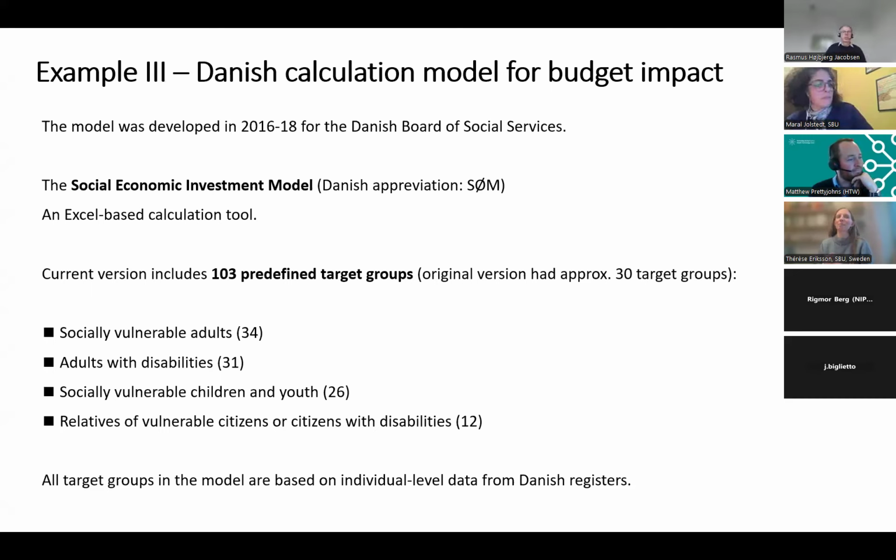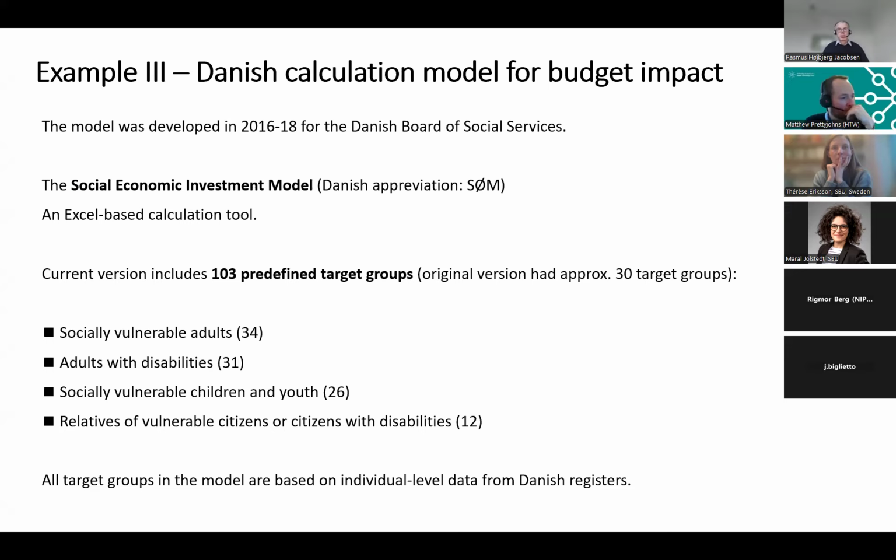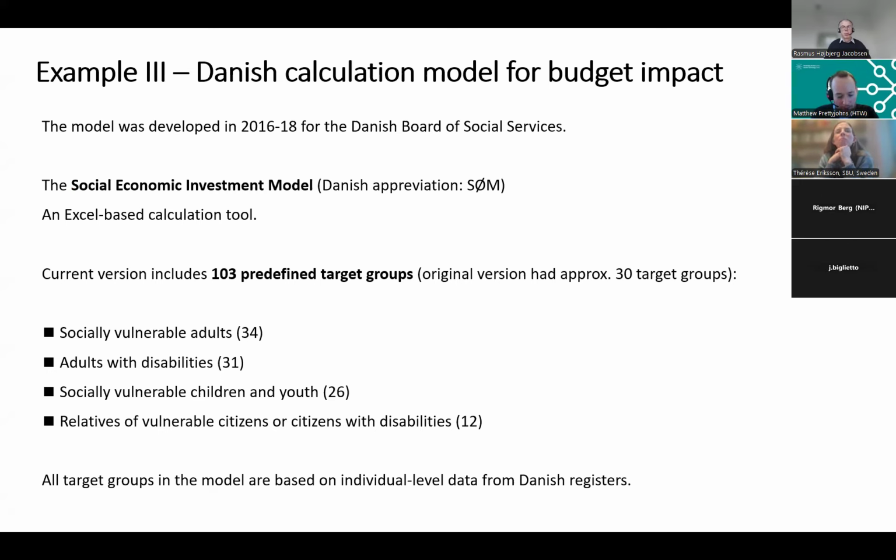Okay, this is an example as I also presented. Some of you have already seen this in Paris, when we were at the INSIA meeting. We at the Vive developed in 2016 to 18 a Danish calculation model for budget impact, also called the social economic investment model. It's an Excel-based calculation tool, which today has 103 predefined target groups within these four areas that are shown below, and the numbers in brackets are the number of target groups within each area.